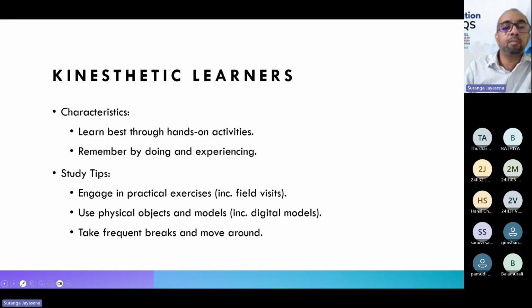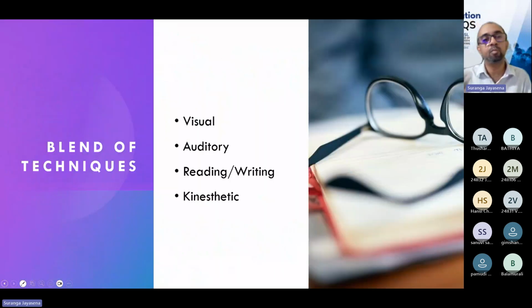Okay, so from there you can identify that there are various effective study techniques when you focus on these different learning approaches. So you have to use a blend of techniques. It's not one technique, right? Because all these things are there with you. I don't say only a few are there with you. All these things are there with you, but some are weaker, some are stronger.